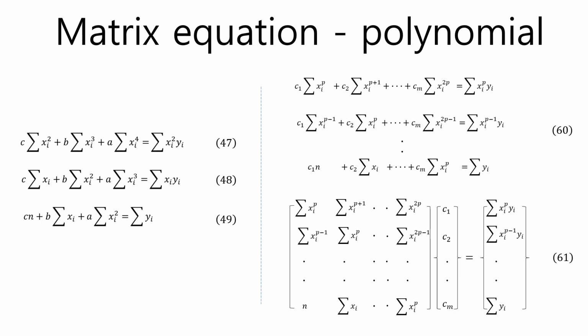In curve fitting, normal equations can be expressed in matrix form. For example, if the system function is a polynomial with degree p, the normal equation can be expressed as equation 60 by referring to the 3 equations 47, 48, and 49 obtained previously. Expressing equation 60 in matrix form, equation 61 can be obtained. Equation 61 expresses the normal equation in matrix form.